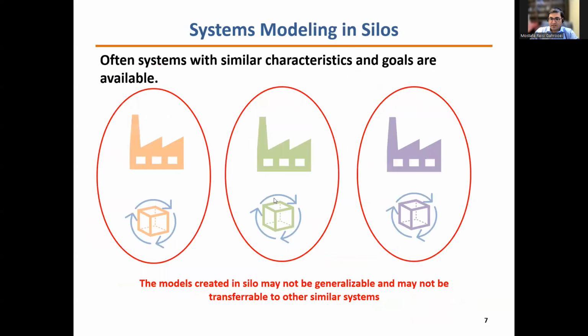Now that we know how to create the tensor models, each system can create their own tensor models based on their data. However, there are often systems with similar characteristics and goals. And if the systems create their models in their own silo, then they cannot use the information from other systems. And this reduces the generalizability of the models, and also does not allow for transferring the model from one system to another system.